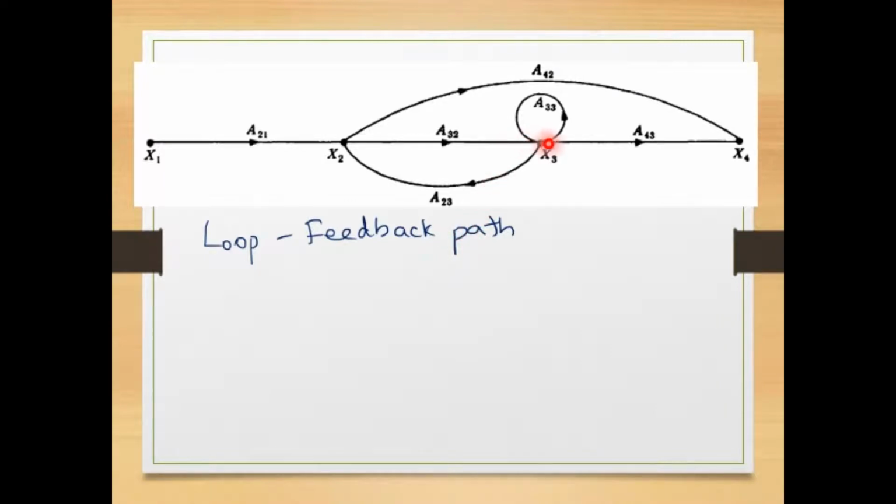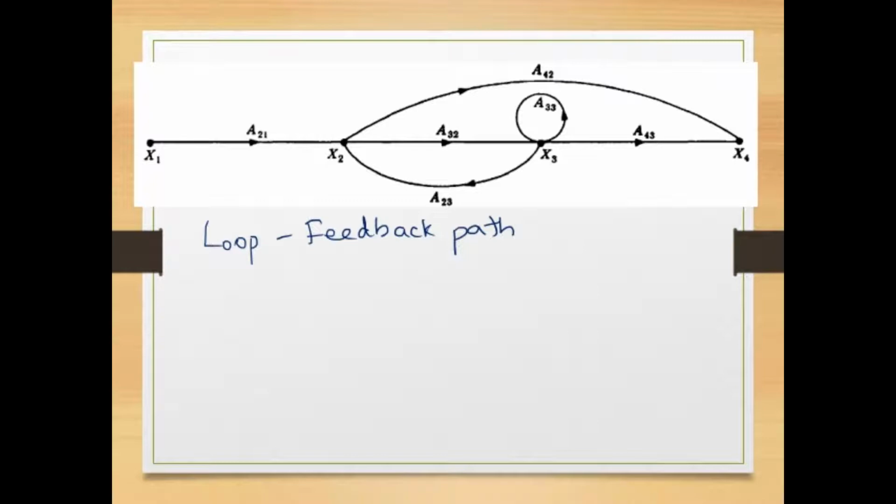Say if you see here, this is a path which has a branch that started from x3 and terminated at x3. Then you observe there is one more loop here, that is a branch that started from x2, traveled to x3, back to x2. So this is one more loop. So we have two loops here.